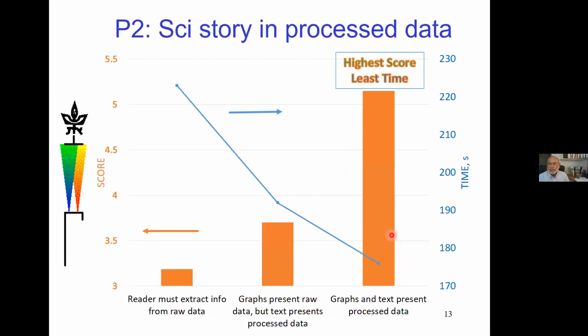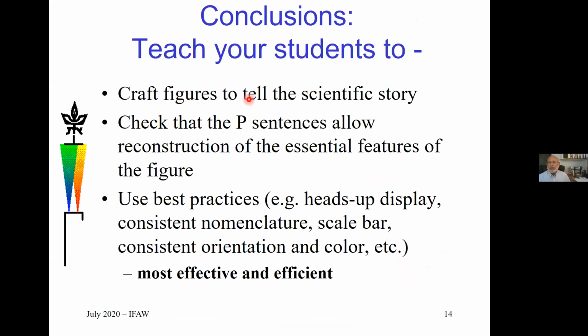So, to summarize, we have to teach our students to craft figures to tell the scientific story. We should check that their presentation sentences allow reconstruction of the essential features of the figure. And we should teach them best practices, which include heads-up display, consistent nomenclature, using a scale bar to indicate size, consistent orientation and color, etc., because they are the most effective and efficient. Thank you for your attention.